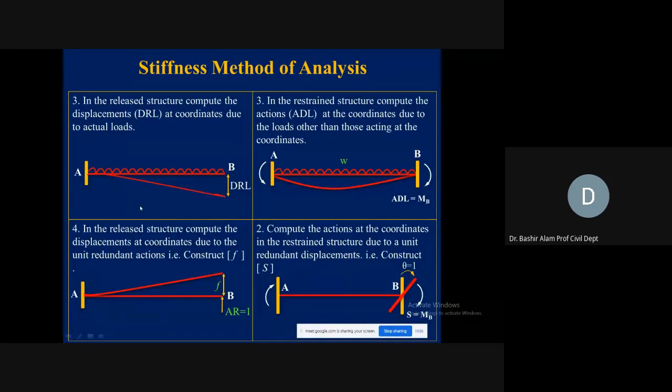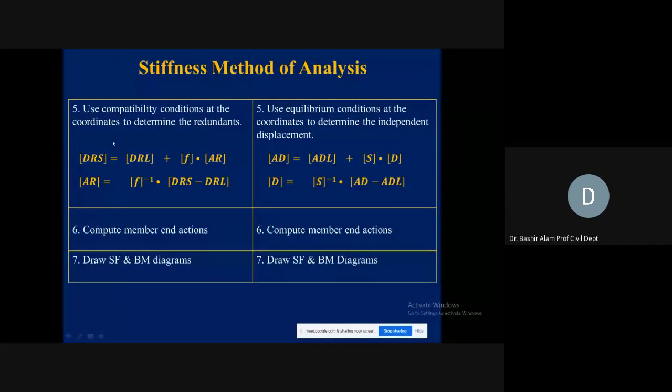अब क्या था, in case of the flexibility method, we were writing the compatibility equation. This plus this should be equal to whatever you have precondition. यहाँ पे हम क्या करेंगे, this plus this should be equal to the actions in the actual structure. So here now use compatibility conditions at the coordinates to determine the redundant. So DRS is equal to DRL plus F times AR, or AR is equal to F inverse times DRS minus DRL.